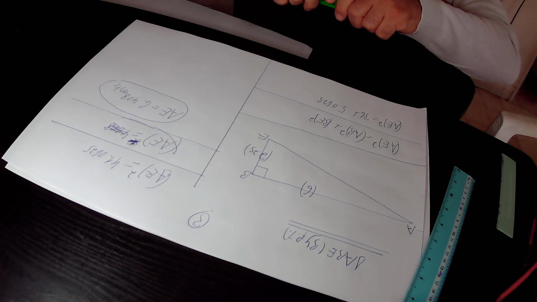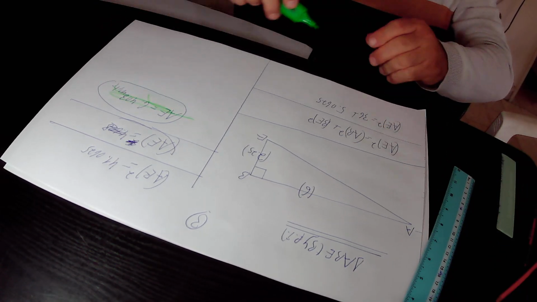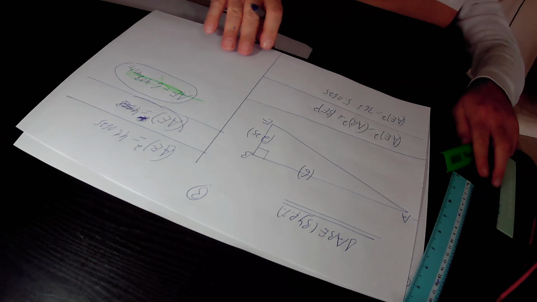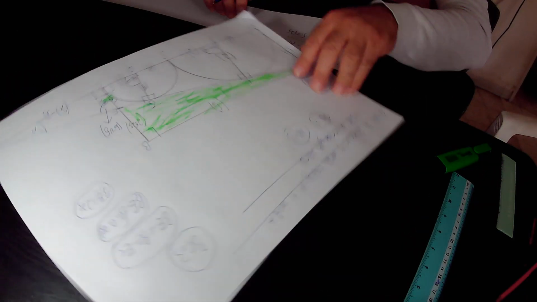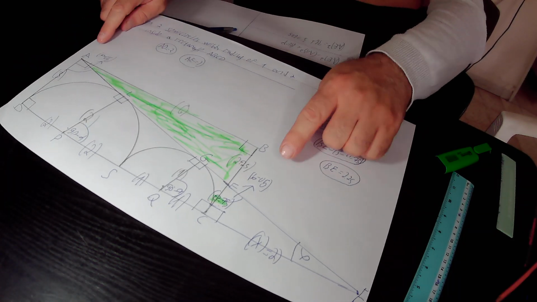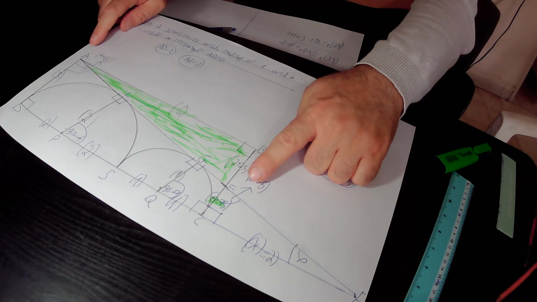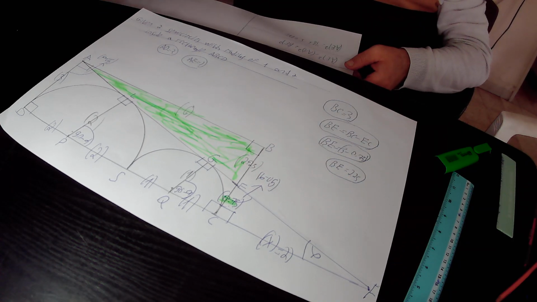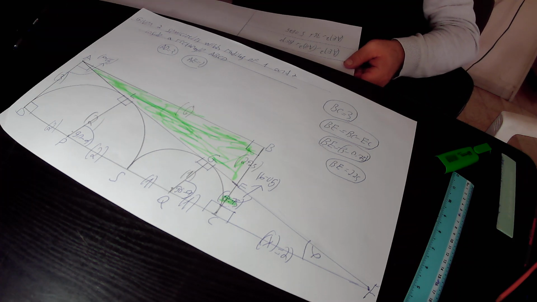We actually found out that the length of this line segment AE is equal to 6.408 units. Okay, so in the next step, I'm summarizing the lecture.